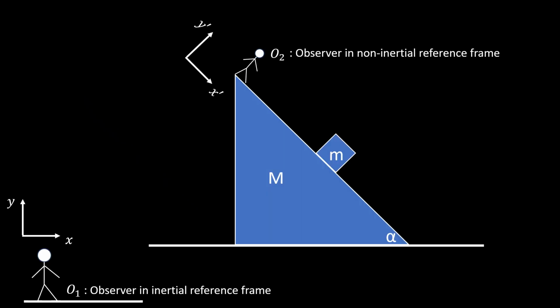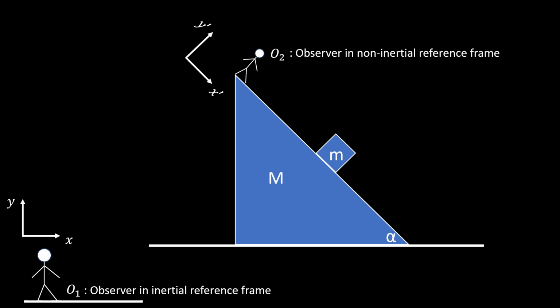To properly analyze this system, we must be precise about the frame of reference from which observations are made. At the bottom of the image, we see observer O sub 1, who is fixed with respect to the ground. This observer defines an inertial reference frame, one in which Newton's laws apply in their standard form, without correction of inertial forces. At the top of the wedge lies observer O sub 2, who moves along with the inclined plane. This observer is attached to a non-inertial reference frame, which itself accelerates horizontally as the wedge slides.